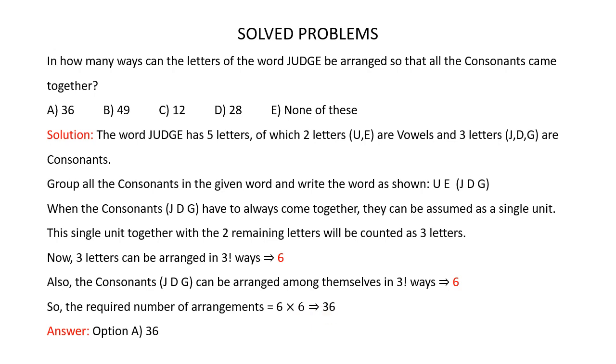So there are 36 ways in which the letters of the word judge can be arranged so that all the consonants come together. The correct answer is option A, 36.